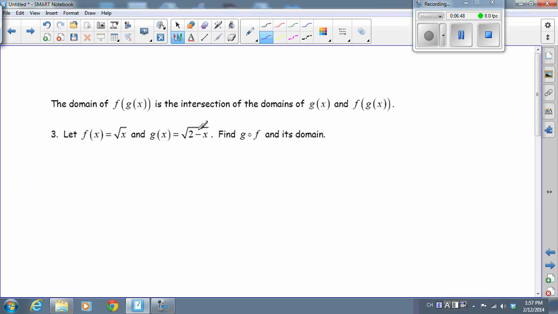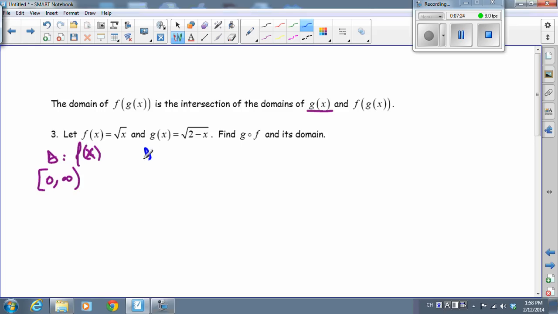The domain of f of g of x is the intersection of the domain of g of x and f of g of x. Very important. It's no longer just for f of g, but for g of x and f of g of x. So let f of x equals square root of x and g of x equals this. And we want the domain of g of f of x. The first thing I will do is find the domain of f of x. Well, the domain of f of x is from 0 till infinity, bracket at 0.